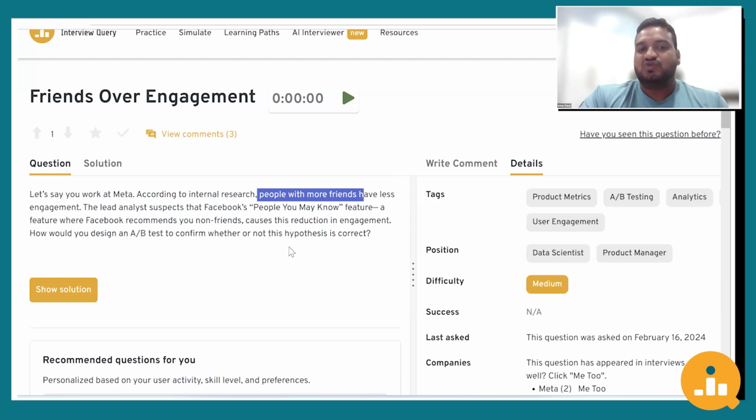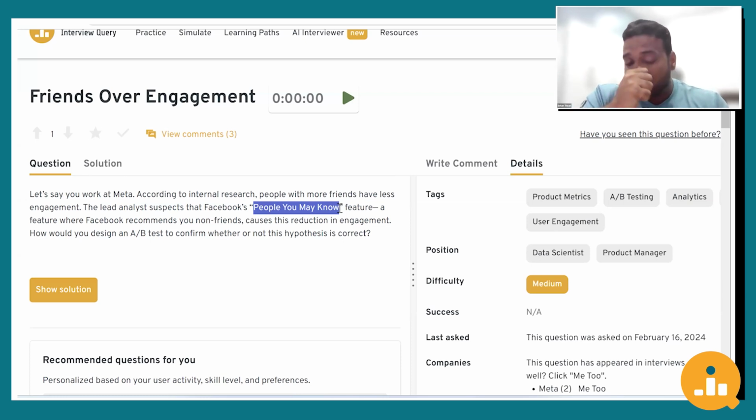One of the hypotheses we are pursuing here is that Facebook has a feature called People You May Know, which is causing this trade-off where people who have more friends have less time or less engagement. So how should we go about validating or negating this hypothesis?